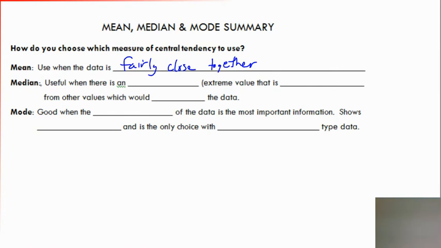When is it good to use median? Well, it's useful when there is an outlier. Now, an outlier is a number that doesn't fit the trend. So it could be an extreme value that is so far away from the other values, which would skew the data.